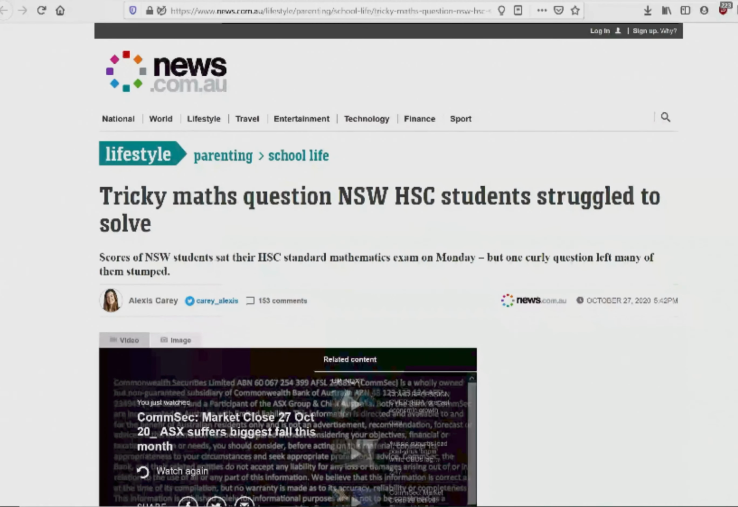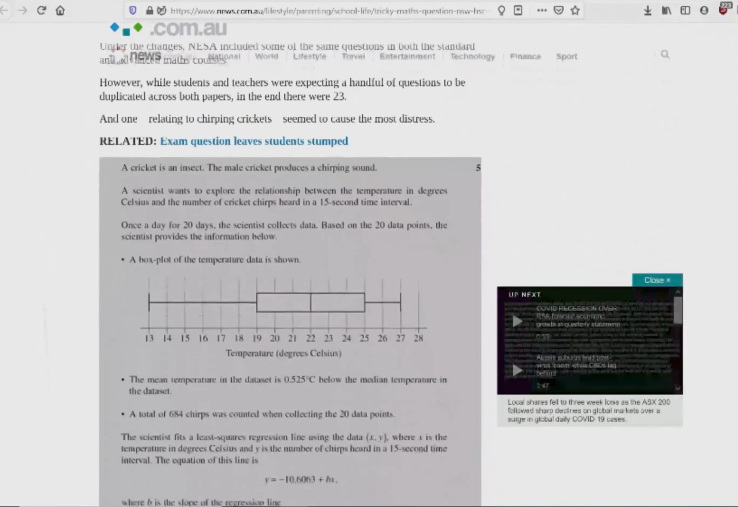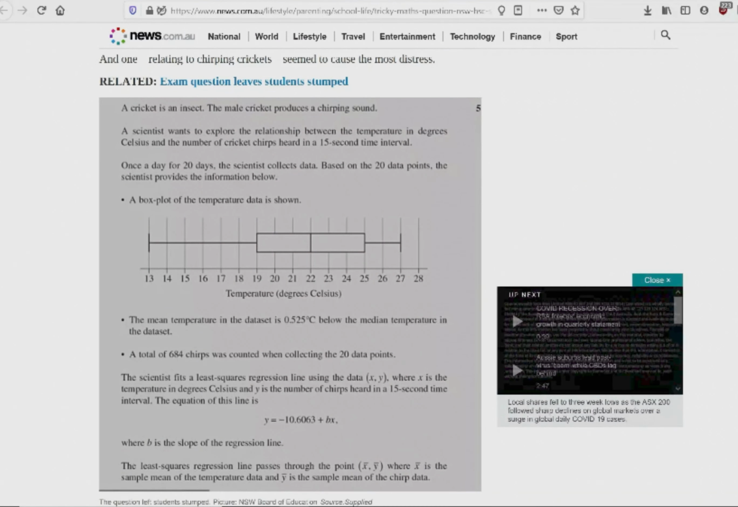The HSC Mathematics exams recently finished, and as happens every year, we've had news publications come out and talk about difficult exam questions. Here's a publication from news.com.au talking about a tricky question that was present in the Advanced and Standard papers. A common question, the first time that this has happened with the new syllabus.